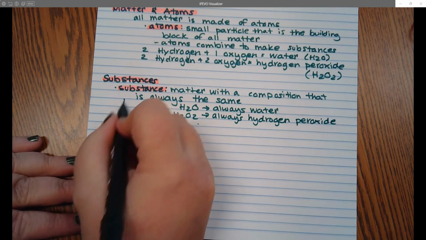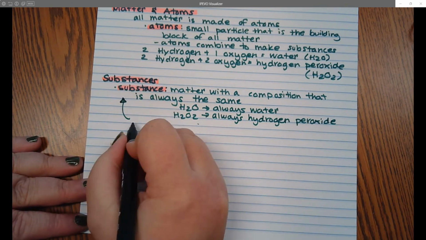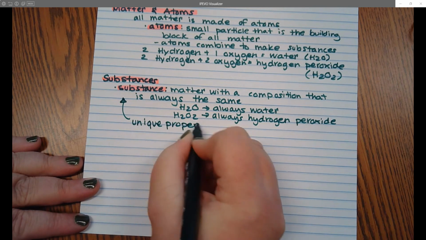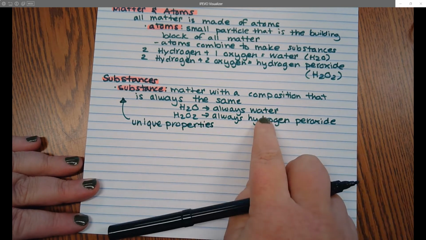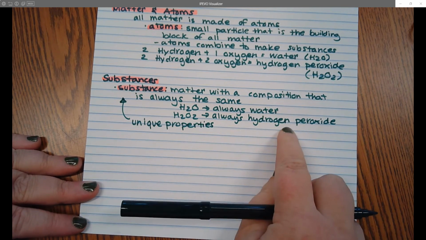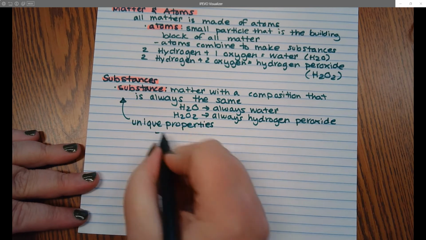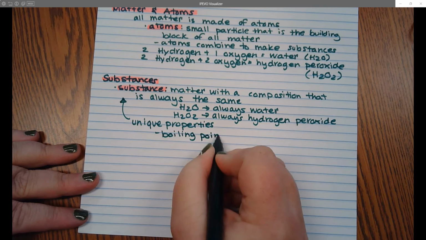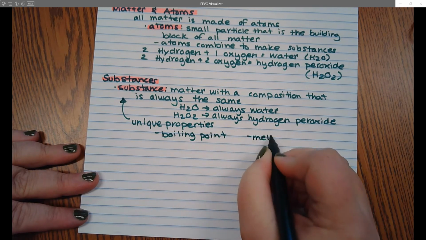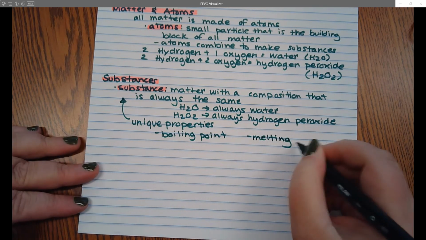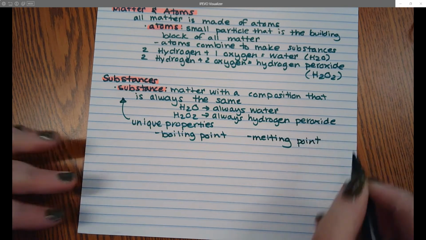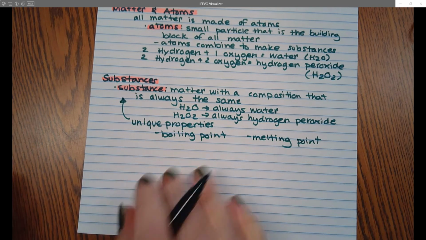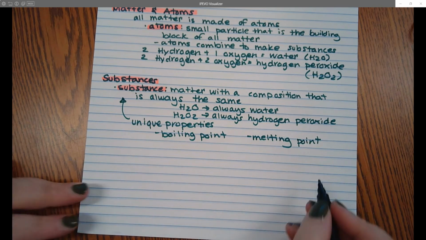All substances have unique properties. So water has unique properties that are different than the properties of hydrogen peroxide. These unique properties might include boiling point, melting point, freezing point, whatever state it is at room temperature. We learn more about those, I think, in the next module, or maybe the module after that.